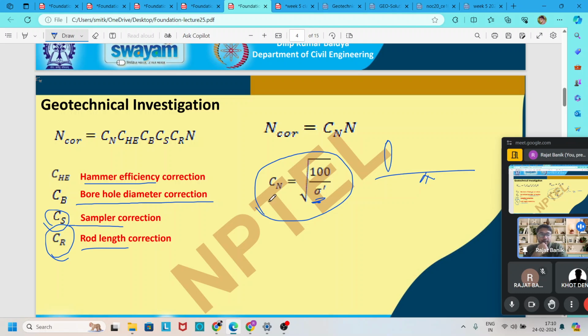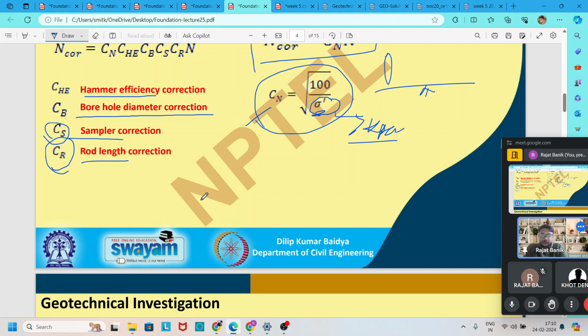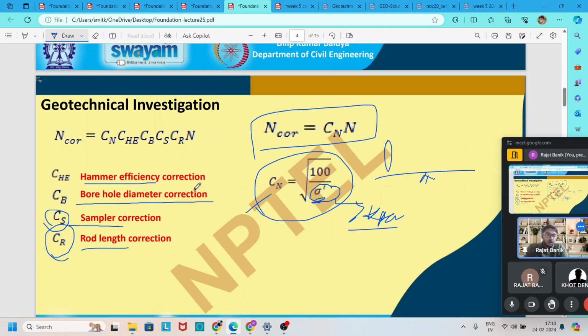So here the overburden correction is denoted by Cn, which is nothing but root over 100 divided by sigma dash. Sigma dash is the overburden effective stress, and this unit should be in kPa, that means kilonewton per meter square. By this formula, we can find the corrected SPT number for each layer. One problem we will also solve in our upcoming lectures.